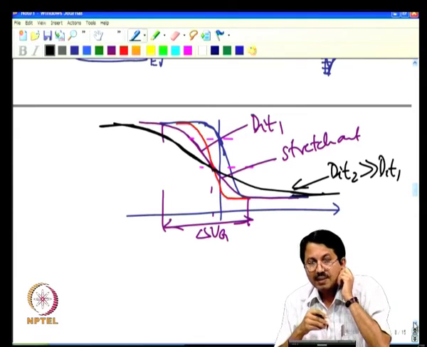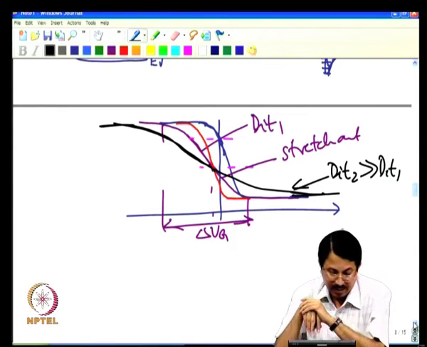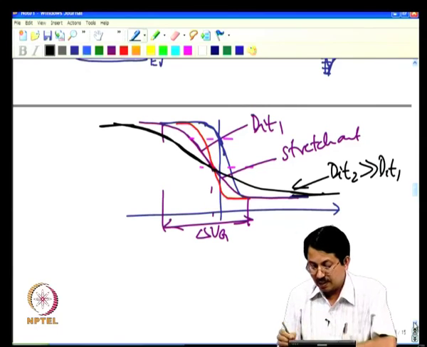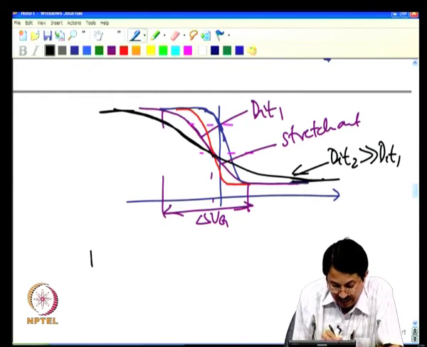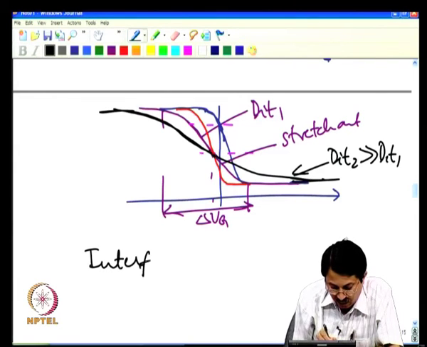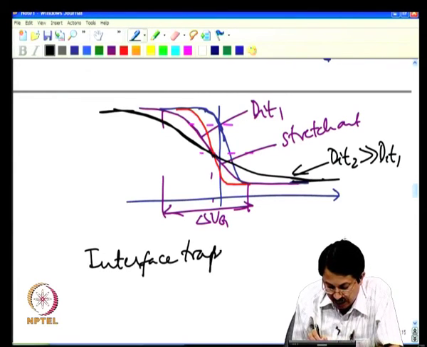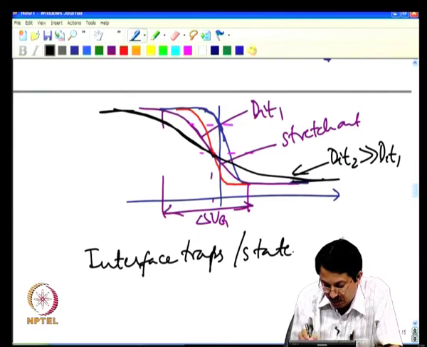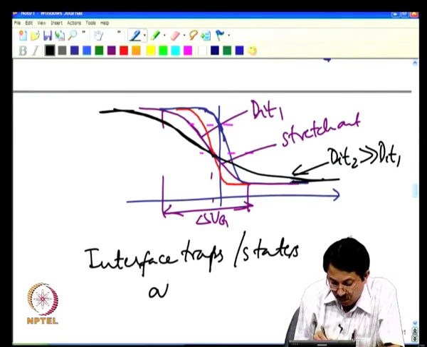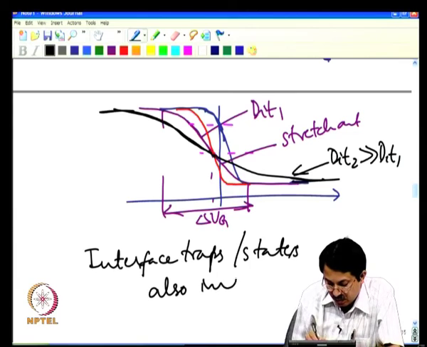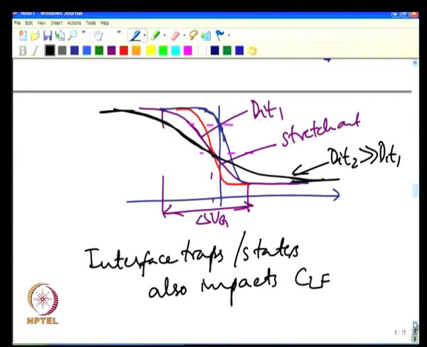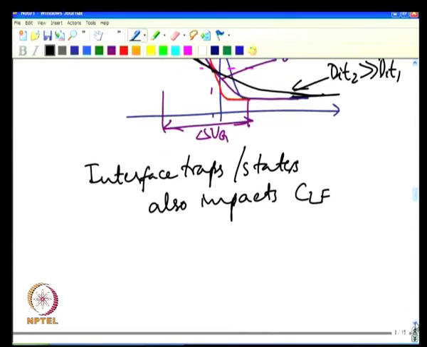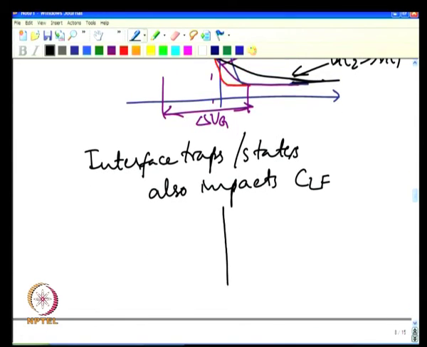This is as far as high frequency capacitance is concerned, okay. Now, there is something interesting, and that is this: interface states, or traps, or states, you know, we use it interchangeably, also impacts C_LF, low frequency capacitance. Now, that is a little bit interesting thing to look at.